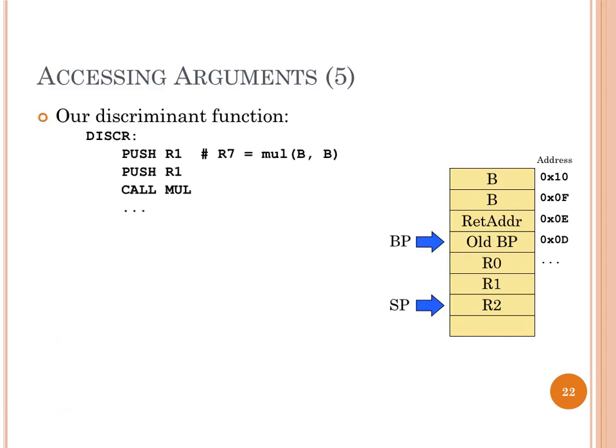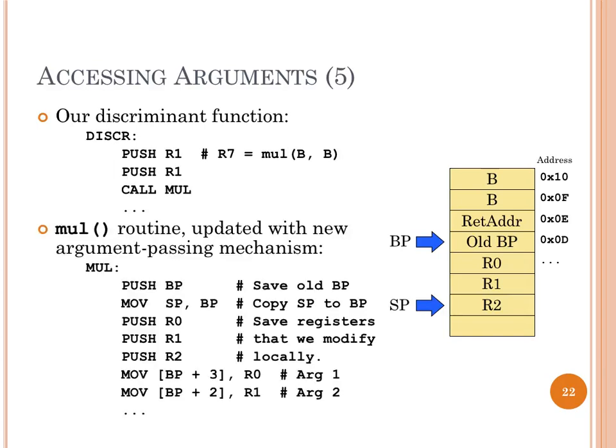Okay, so this is our discriminant function. Push R1, call mul. And this is how mul might work inside. So notice the very first thing we do, we save the base pointer because we want to set it up for ourselves. And then we move the current stack pointer into the base pointer. This is also known as setting up our stack frame. You may have heard the term stack frame before. Okay? And then we go on and do our magic. Push R0, R1, and R2 because we use them. And then we can go ahead and start pulling arguments off the stack to utilize for our multiplication.